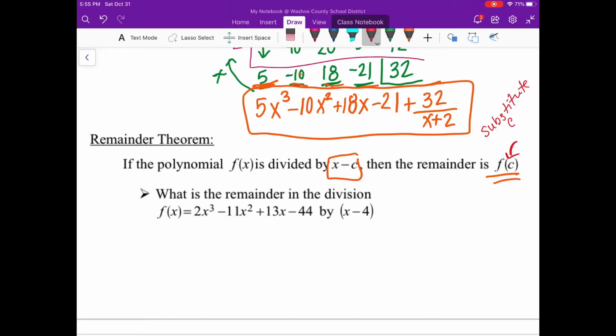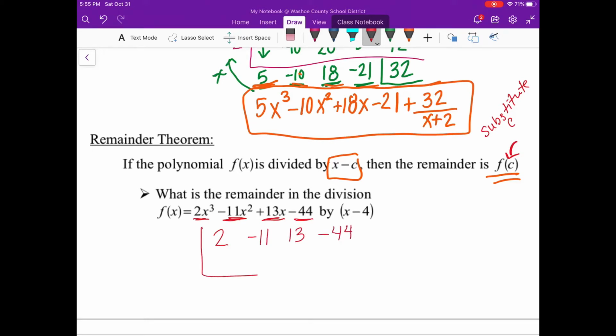So here I have a polynomial. I'm checking to see if I'm going to need any placeholders, any zeros for placeholders. So it looks like I'm good. I have x cubed, x squared, x, and then my constant. So those are going to be my coefficients that I write down.